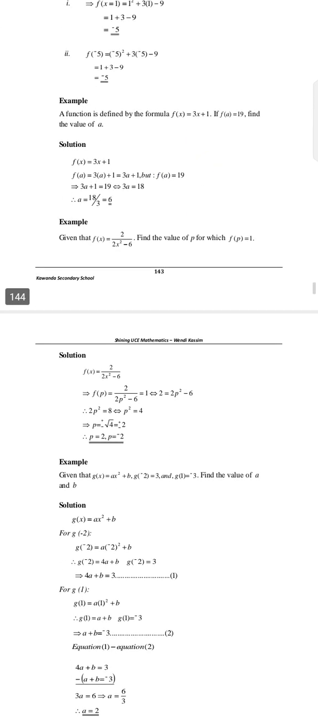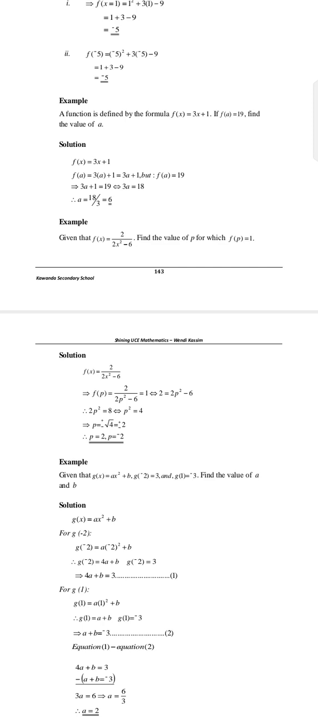The continuation says a function is defined by the formula f of x equals 3x plus 1. If f of a equals 19, find the value of a. In this case, 19 becomes the answer of everything, and a replaces that number which can help us get 19. So we shall say f of x equals 3x plus 1. Therefore, f of a would be 3a plus 1. But they are telling us that the whole thing becomes 19. So 3a plus 1 equals 19.